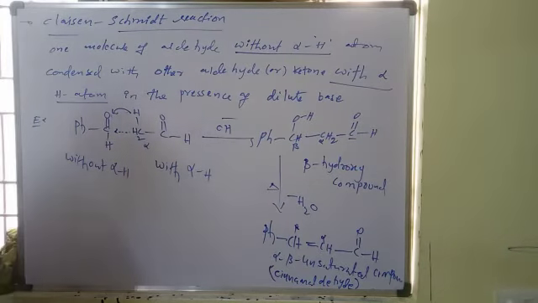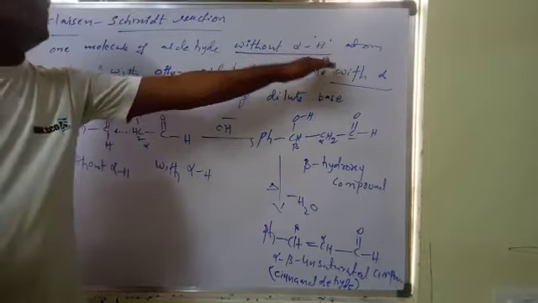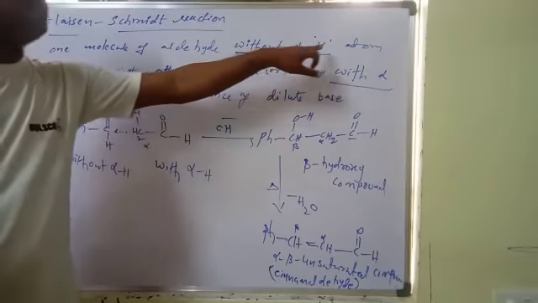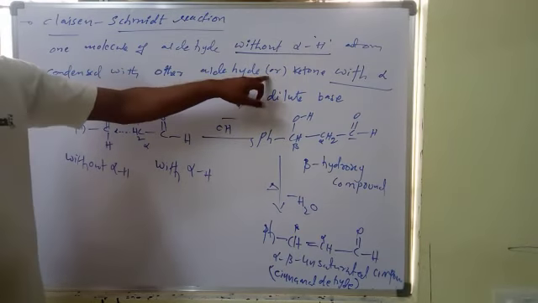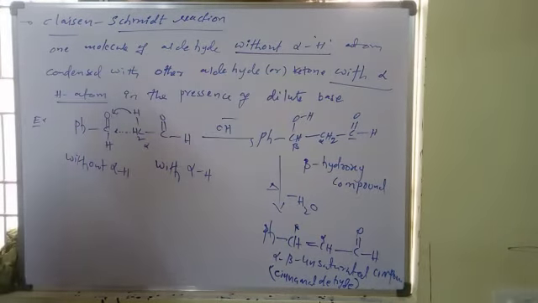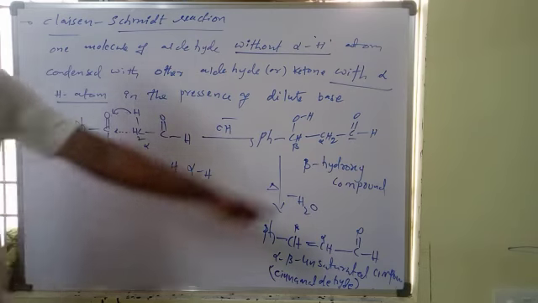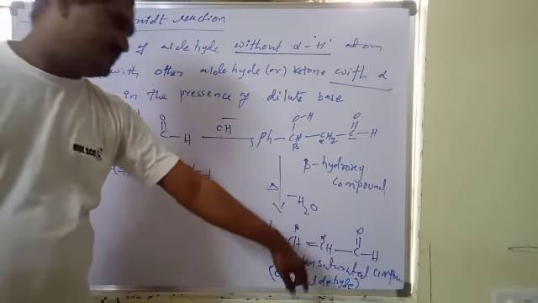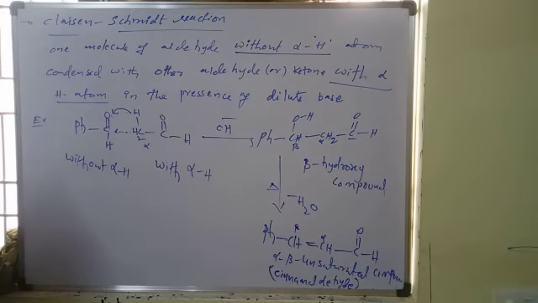Okay, this is a Claisen-Schmidt reaction. In the Claisen-Schmidt reaction, one molecule of aldehyde without alpha hydrogen atom is condensed with another aldehyde or ketone with alpha hydrogen atom in the presence of dilute base to give a beta hydroxy compound, then followed by dehydration, it gives an alpha beta unsaturated compound. This is called the Claisen-Schmidt reaction, right?